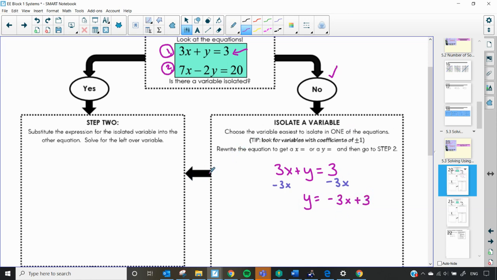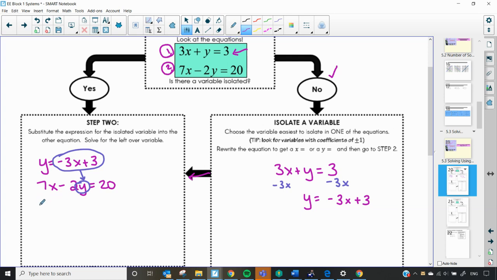Once we have that equation, then we move on to step 2. It says to substitute the expression for the isolated variable into the other equation. So we have this equation, y equals negative 3x plus 3, and we have our other equation that we haven't worked with yet, and that's 7x minus 2y equals 20. We call this substitution because we're ultimately going to substitute one equation into the other. So we're going to take this negative 3x plus 3 and substitute it in for y. We're literally going to plug and play, replace one with the other.